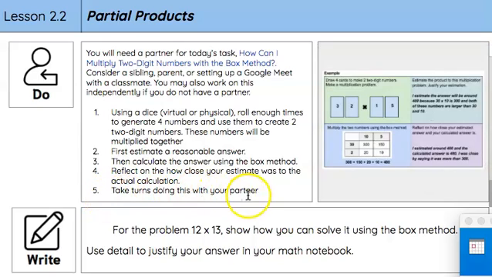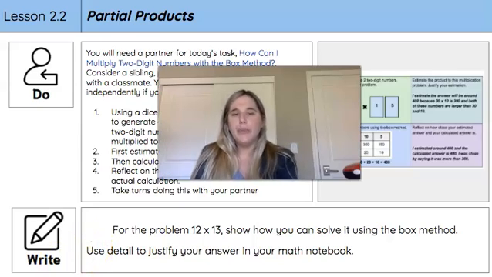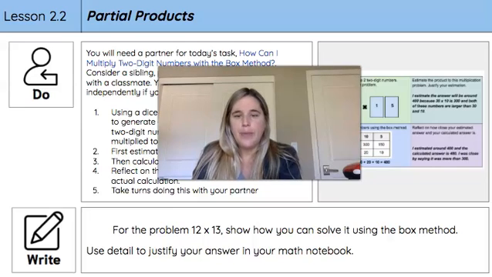Take turns doing this with your partner. Then move on to the right section of your learning plan. For the problem 12 times 13, how can you show it using the box method? Use detail to justify your answer in your math notebook. Good luck using the box method to record your multi-digit multiplication. And remember, bring all of your work to the next time you meet with your teacher.